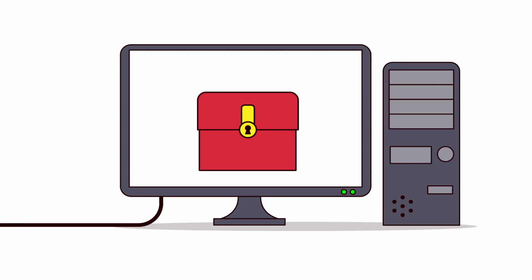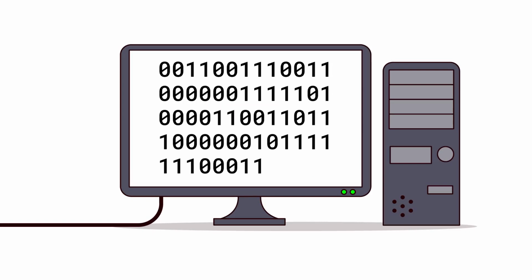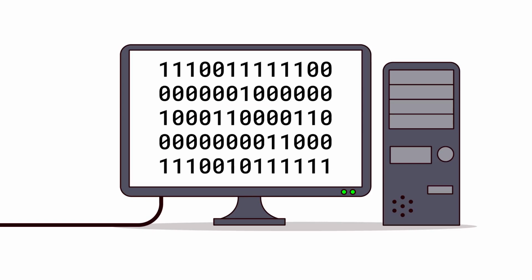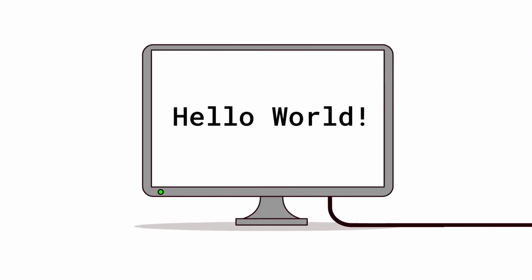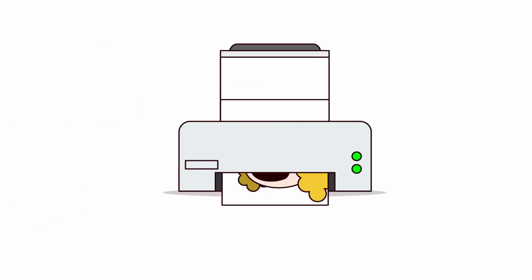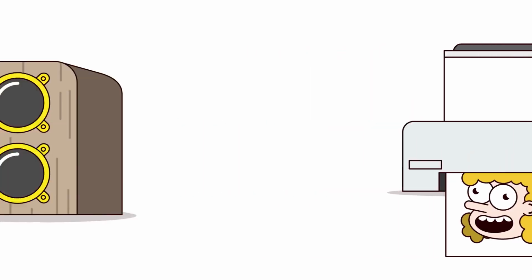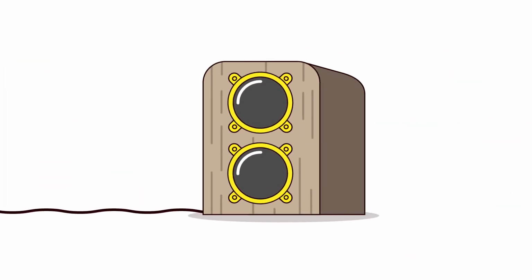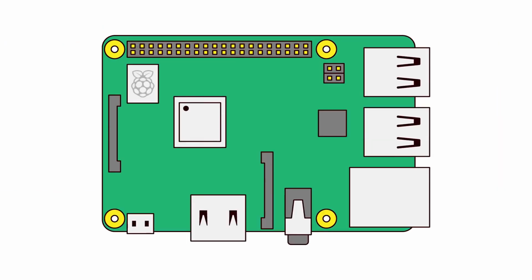After processing the information, the computer gives you the results by putting it somewhere useful, like on a screen or onto paper via a printer, or even by playing sound through speakers. So you see, all these devices are computers because they have the same arrangement for inputting, processing, storing, and outputting information. Even your Raspberry Pi.